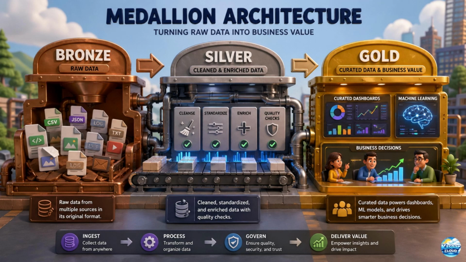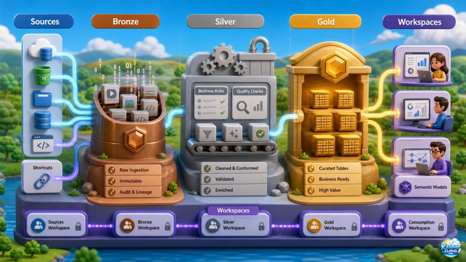In Fabric, these layers can be implemented with lakehouses, warehouses, or a combination depending on the team's skills and workload needs. A practical medallion design in OneLake often starts with raw data arriving in the bronze layer as files, delta tables, or shortcuts to external data. If the source already lives in OneLake, ADLS Gen 2, Amazon S3, Google Cloud Storage, or another supported location, a shortcut can reduce unnecessary copying.